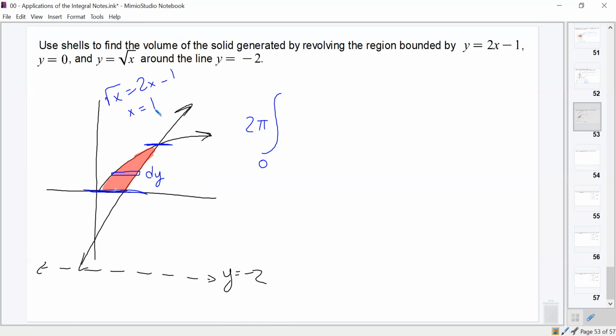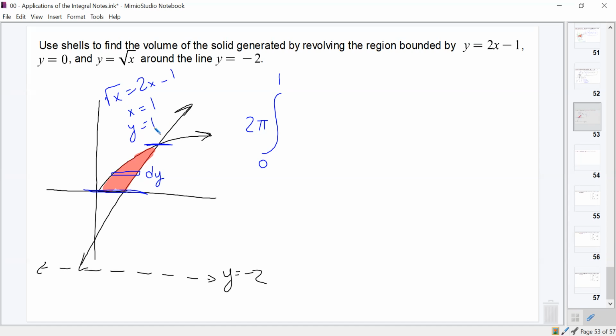But if you had to, you could square both sides, then it'd turn into a quadratic, and you would solve the quadratic, and you'd get x equals 1, and you get some other value that's an extraneous solution. You get a negative value. So we got x equals 1, which is y equals 1 also, right? If we plug 1 into each of those, it's actually y equals 1 up there. But we got 2 pi times the integral from 0 to 1 of our radius times our height, dy.